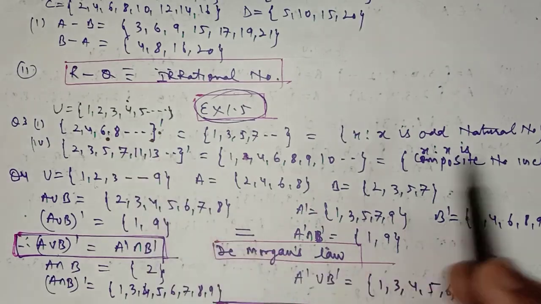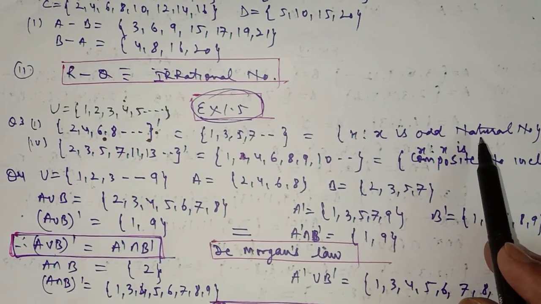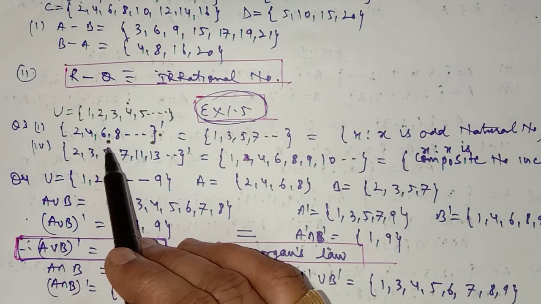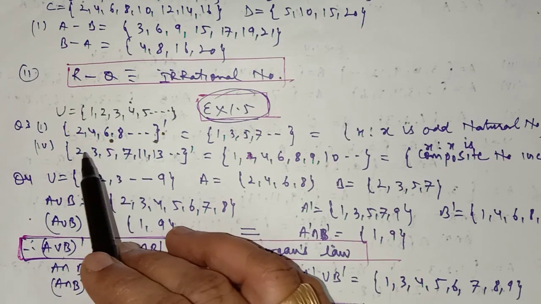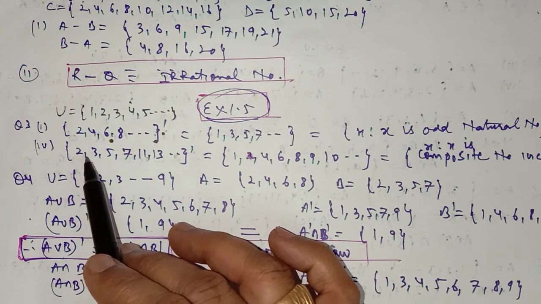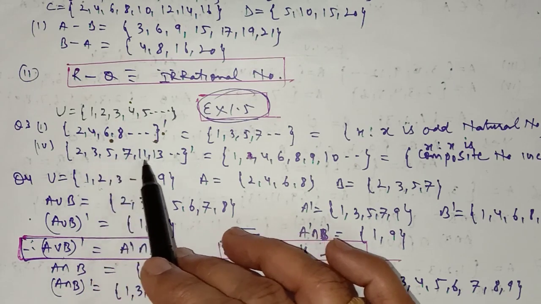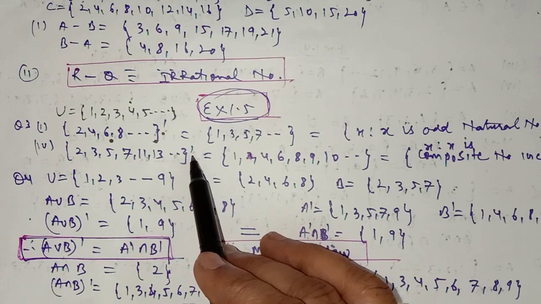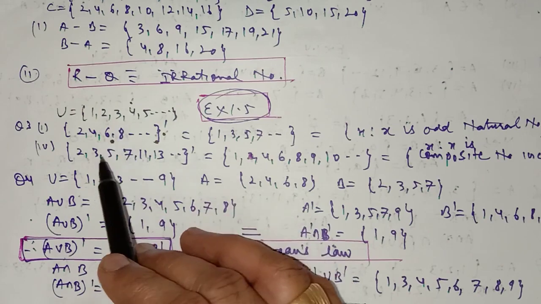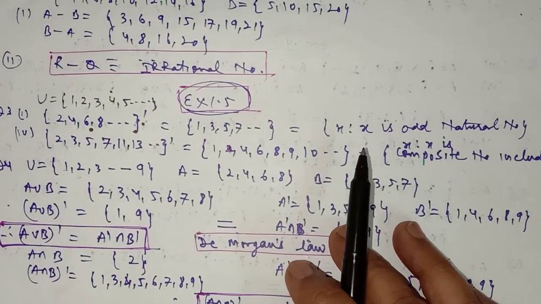You have to write the answer in set builder form because the question is given in set builder form itself. In the fourth part, it is given that x is a prime number. So 2, 3, 5, 7, 11, 13. You have to find the complement of this. It means those elements which do not belong to this set but are in the universal set. So it will be 1, 4, 6, 8, 9, 10 and so on.